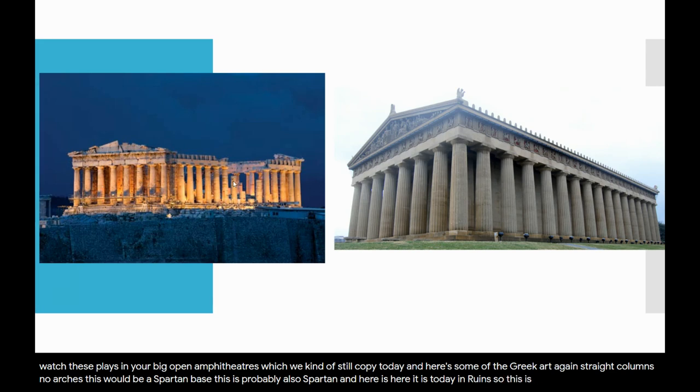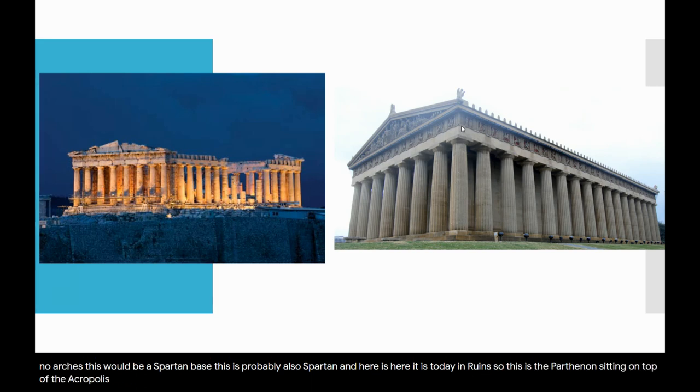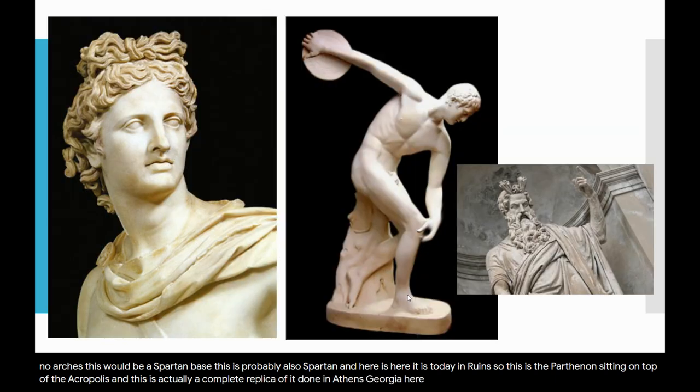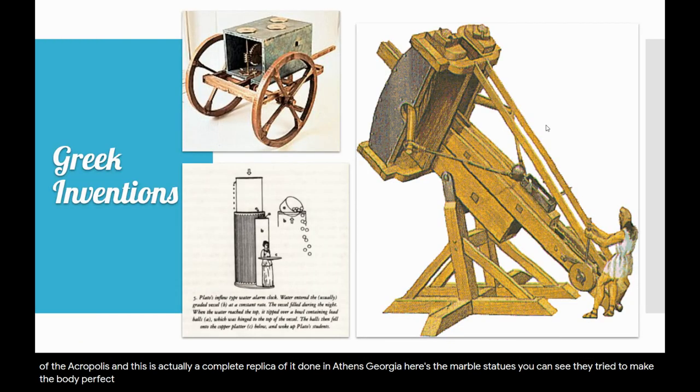So this is the Parthenon sitting on top of the Acropolis. And this is actually a complete replica of it done in Athens, Georgia. Here's the marble statues. You can see they tried to make the body perfect. And here's some different inventions that they had. This one actually would tell you how far a distance was.